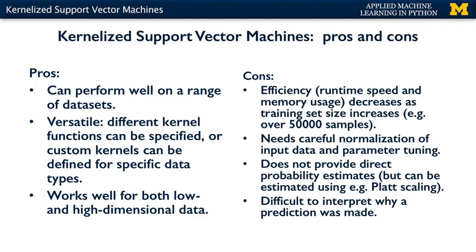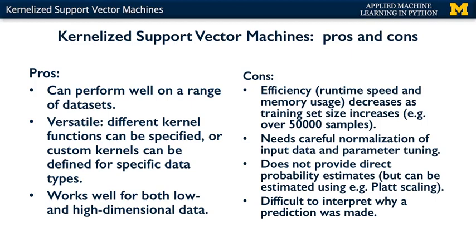Let's review the strengths and weaknesses of support vector machines. On the positive side, support vector machines perform well on a range of data sets and have been successfully applied on data that ranges from text to images and many more types. The support vector machine is also potentially very versatile due to its ability to specify different kernel functions, including possible custom kernel functions depending on the data. Support vector machines also typically work well for both low and high dimensional data, including data with hundreds, thousands, or even millions of sparse dimensions. This makes it well suited to text classification, for example.